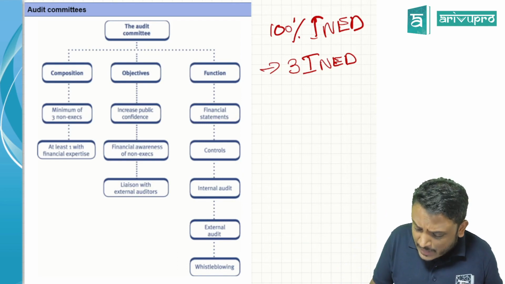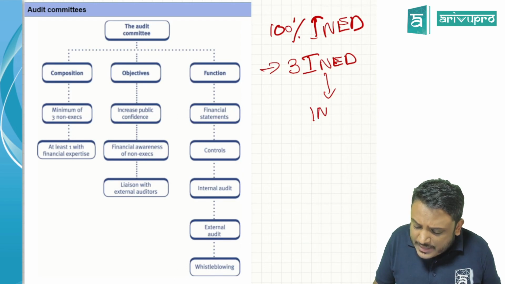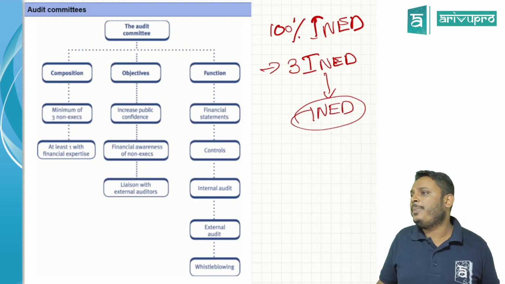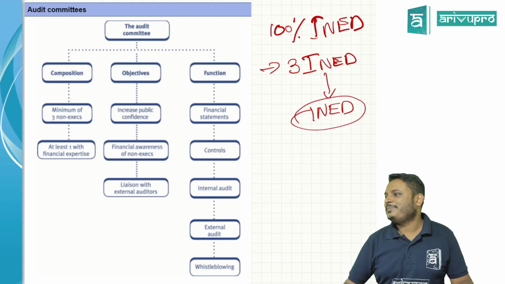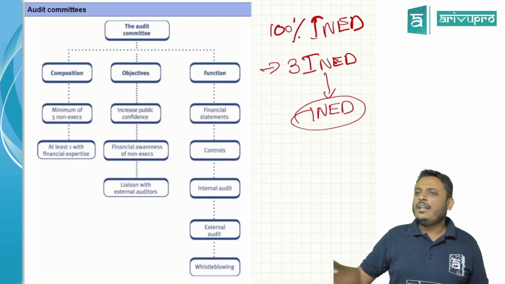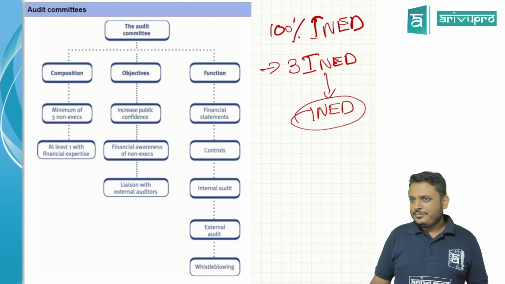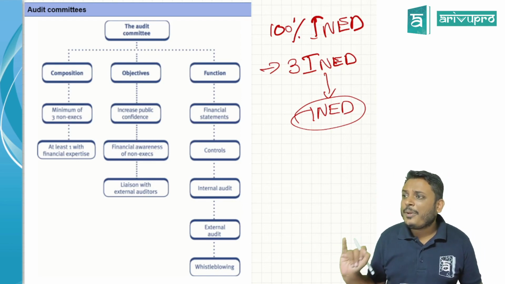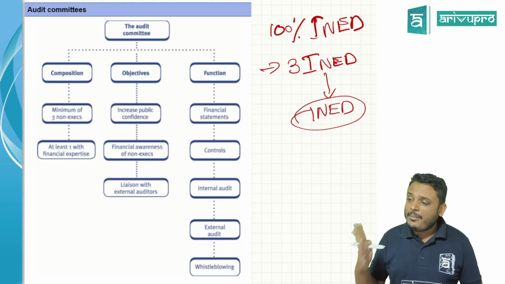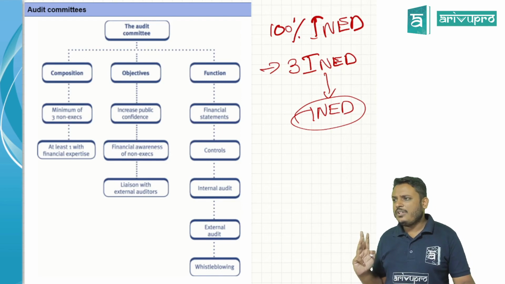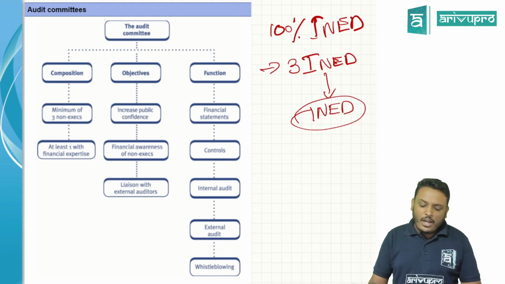But within these 3 independent non-executive directors, one person should be financially expertised. What do you mean by financially expertised? For example, a partner who is able to oversee the financial reporting process and audit process. Understood? Audit committee: 100% independent non-executive directors, minimum 3, more than that if it's a big organization, but one should be financially expertised. Understood?